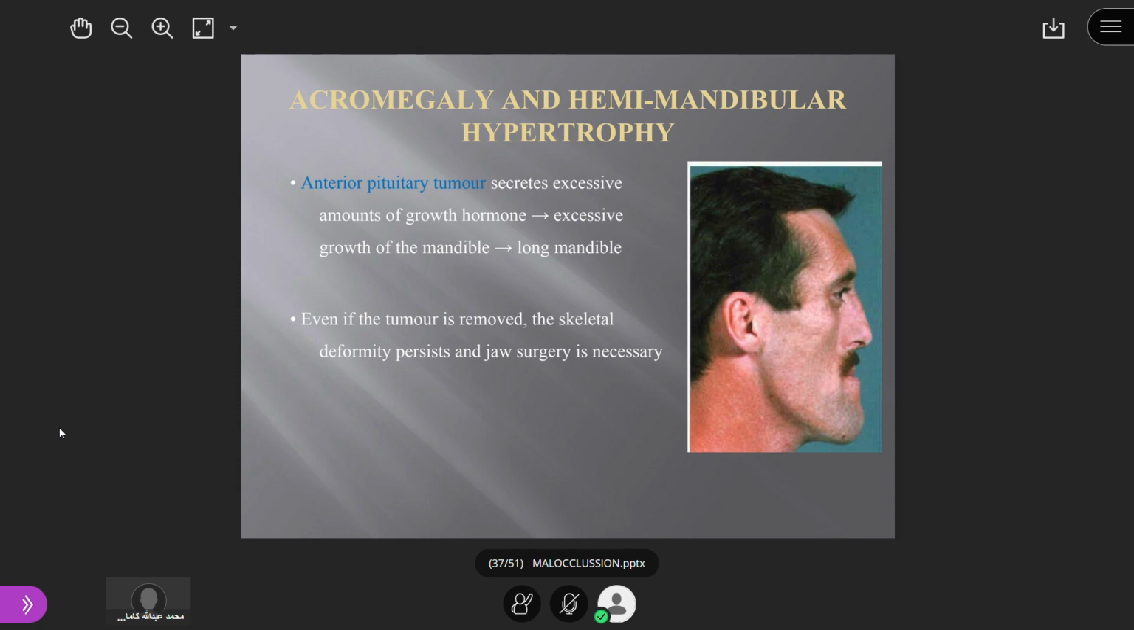Even if the tumor is removed, the skeletal deformity persists because it has already grown. So it will not go back, and jaw surgery is required.